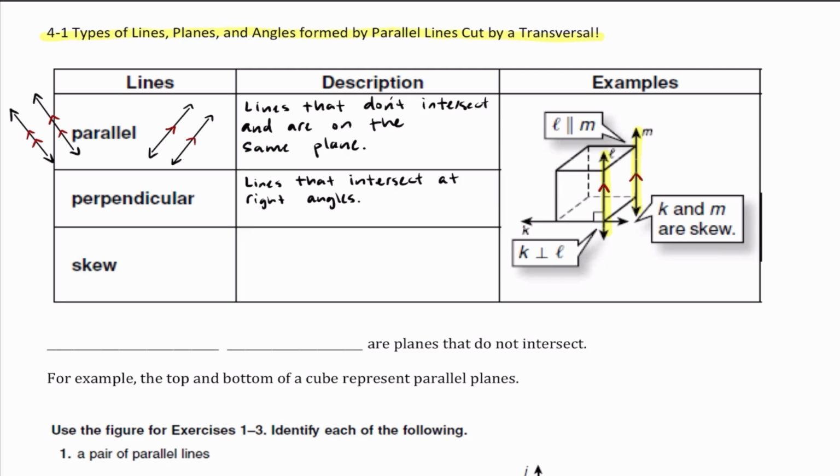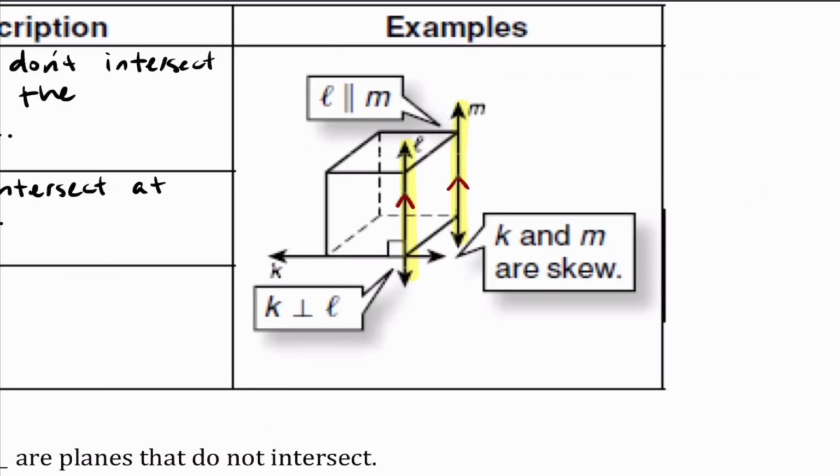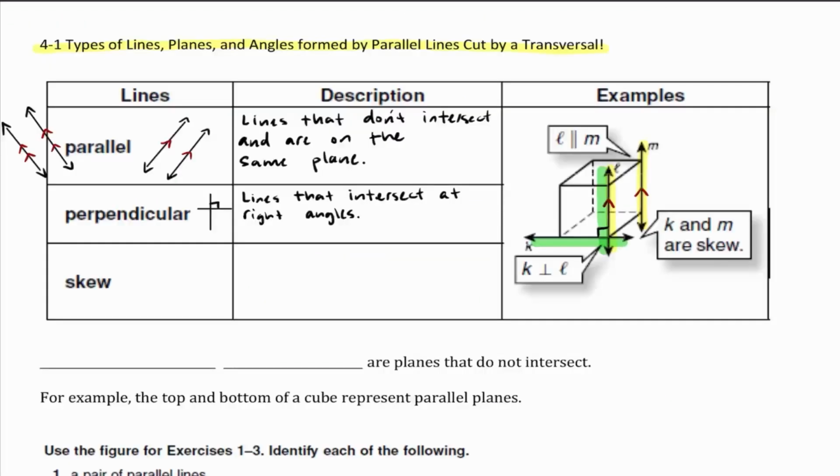We know if you have two lines that are perpendicular to each other, they intersect at a 90-degree angle. And we use that square to show that those two lines are perpendicular to each other. If we look carefully, we can see that line K and line L are perpendicular to each other because of this square. It tells us they intersect at a 90-degree angle.